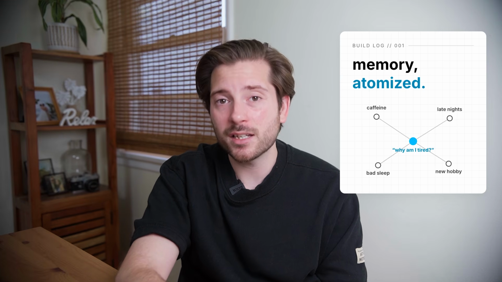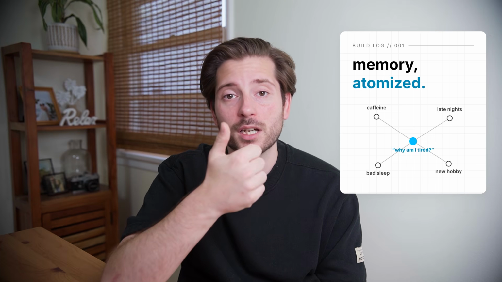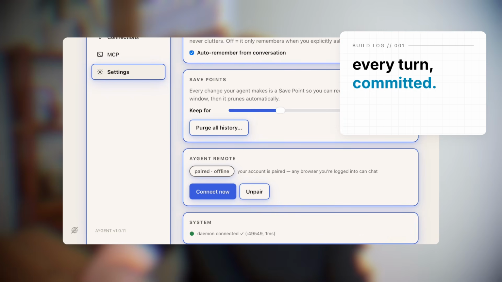So if I ask it, why am I tired? And in the last 6 weeks, I've told it, I'm drinking a lot of caffeine, I'm working late nights, I didn't sleep great last night, and I'm doing some new hobby that's taking up extra time. It's gonna surface all of those things because it has memories on all of it, and tell me some combination of these things is what's contributing to you being tired. And then save points are local git for any agent action.